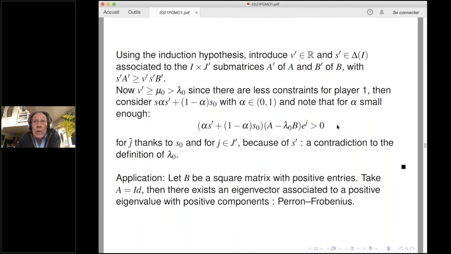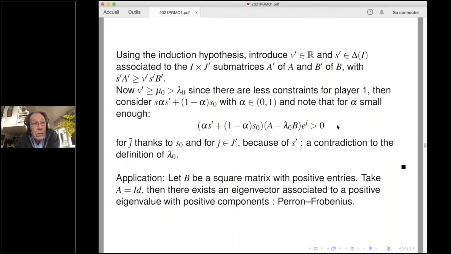Okay? So the spirit is the following, and Shapley was using this sentence to explain it. If the min-max theorem was wrong for a matrix, it should already be wrong for a submatrix, and then you go by induction. Okay? So this is the story.